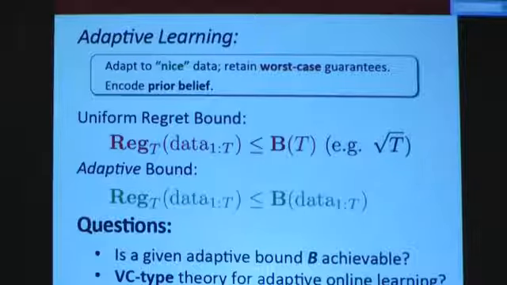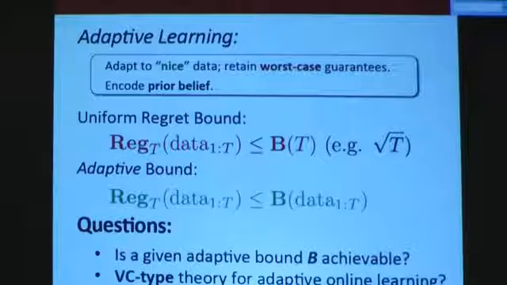And this includes algorithms that can encode a user's prior belief so that when data matches their belief, they get improved performance. Formally, we distinguish these algorithms from typical online learning algorithms in terms of their regret bounds, which is our measure of performance. So your typical online learning algorithm gives us a uniform regret bound where even though regret is a function of data, our upper bound is simply a function of the length t of the game that we play.